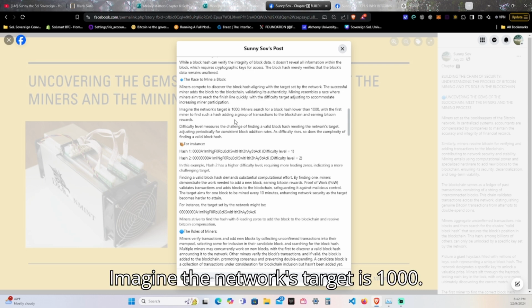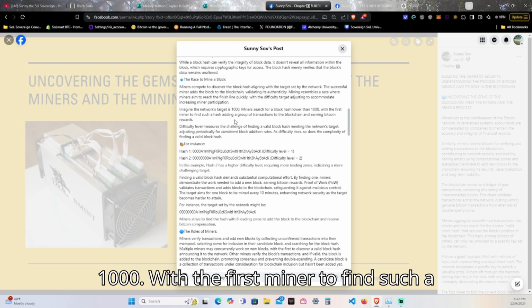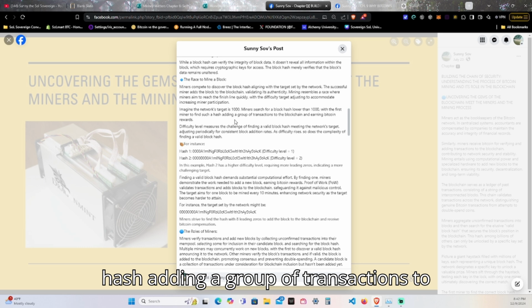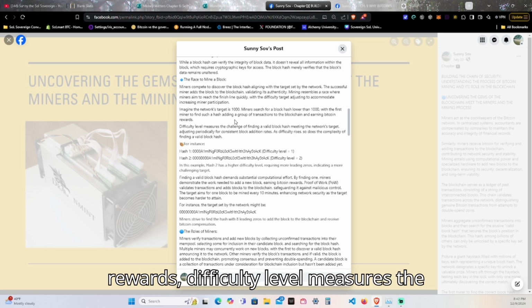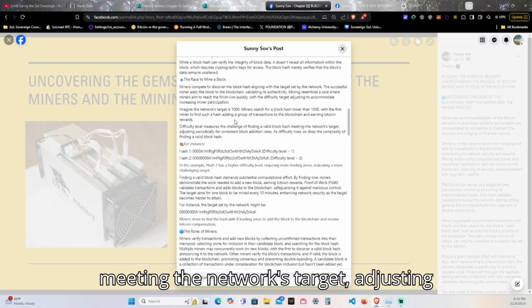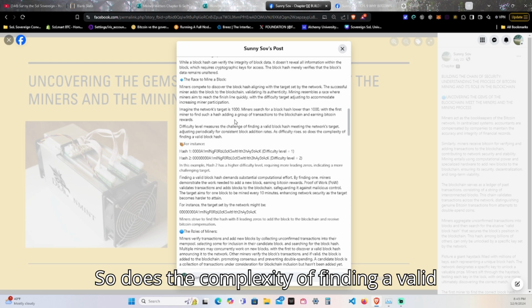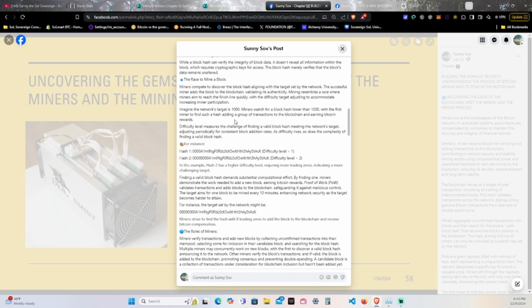Imagine the network's target is 1,000. Miners search for a block hash lower than 1,000, with the first miner to find such a hash adding a group of transactions to the blockchain and earning Bitcoin rewards. Difficulty level measures the challenge of finding a valid block hash meeting the network's target, adjusting periodically for consistent block addition rates. As difficulty rises, so does the complexity of finding a valid block hash.